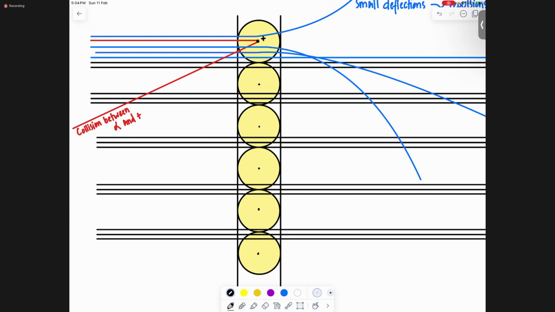One of you asked the question, what if the nucleus is positive and the alpha particle is positive? Would they collide? And they do collide. You know why they collide? Because the alpha particle has enough energy to move and overcome the repulsion. So the alpha particle is moving at high velocity.